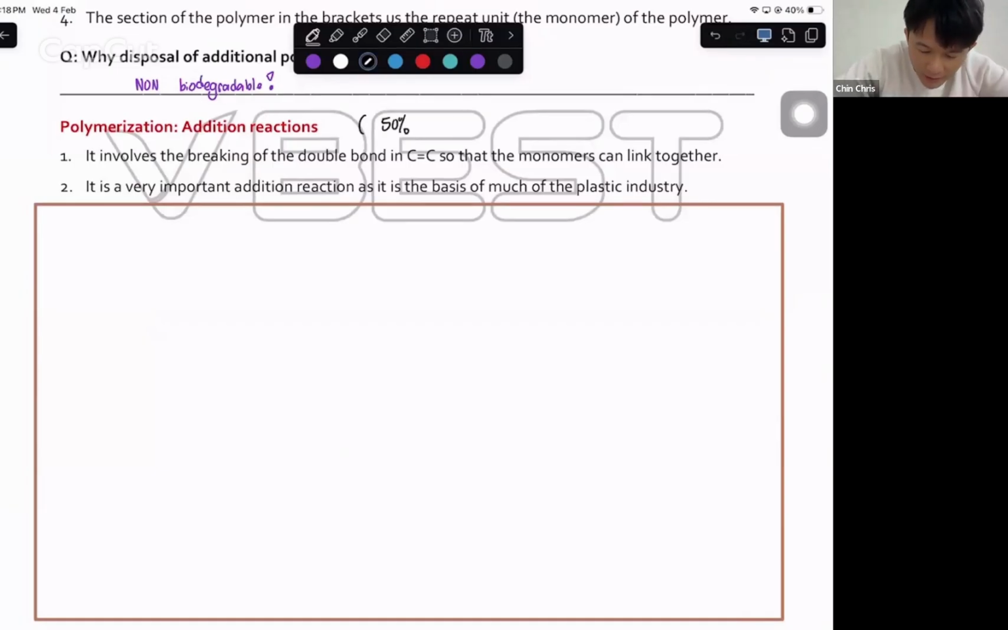I call it the 50% to 100% rule, or 2 times 50% will turn into 100%. So remember, this is the rule: 2 multiplied by 50% is 100%. This is just maths, and this is the rule in addition polymers.